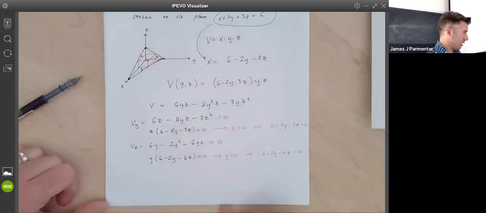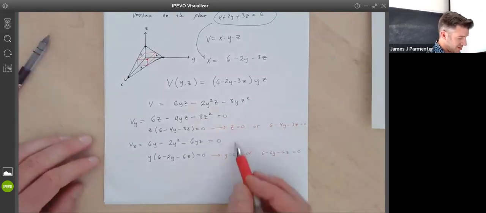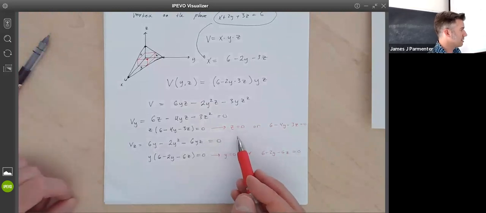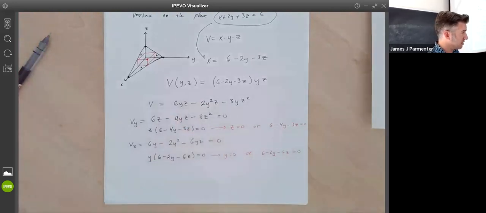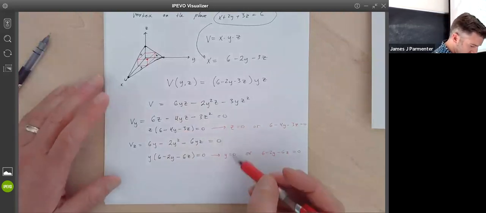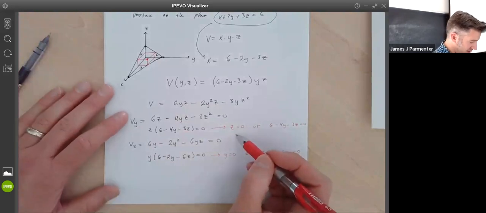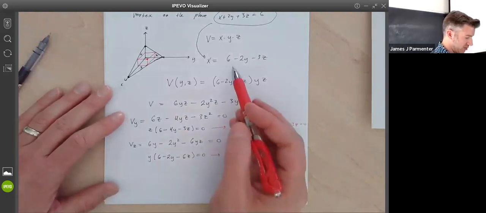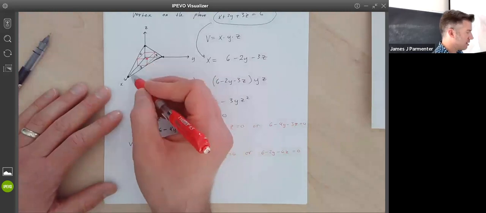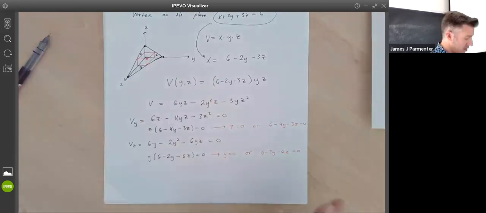So let's talk through this for a second. These don't make sense, in that if I'm trying to make a box with the biggest volume, I don't want one of my dimensions to be 0. So I definitely don't want Y equal to 0 and Z equal to 0. That would be a problem, because if Y equals 0 and Z equals 0, then X would be 6. So I'd have a box that was just a length of 6 and no other dimensions.